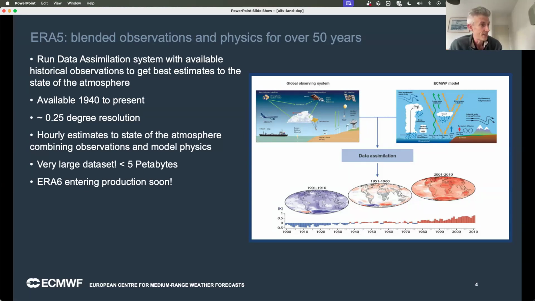So if we're thinking about machine learning, it's all about having big data. This is a huge data set, which is obviously ripe for training a machine learning model on. We're also now entering production soon on ERA6, but I don't know exactly when. I think these things get shunted back quite a lot.